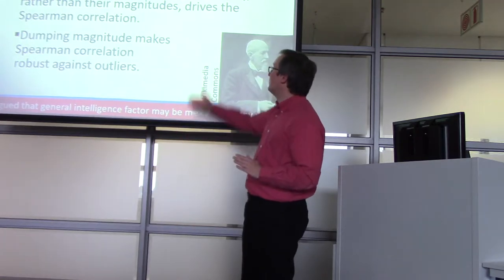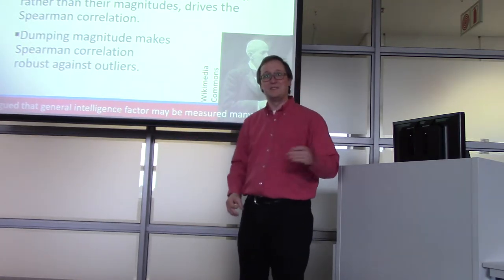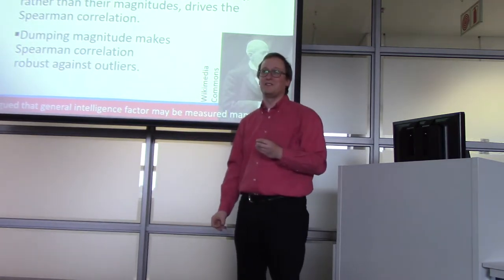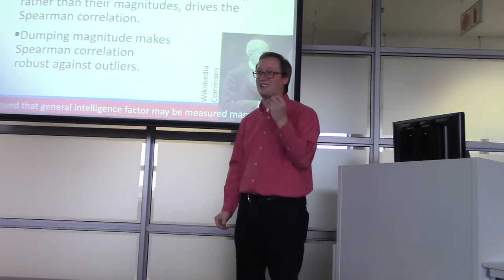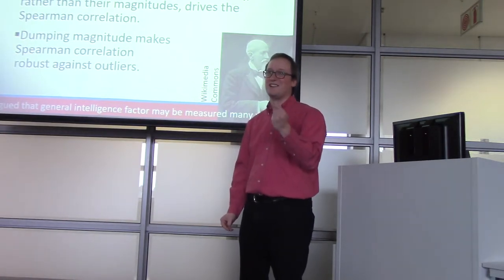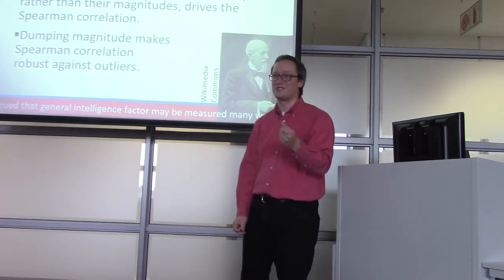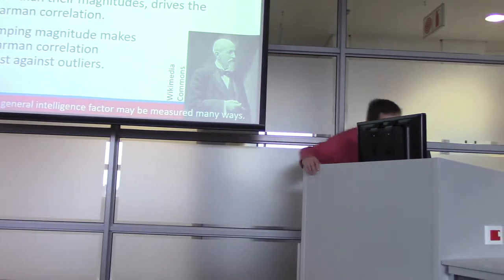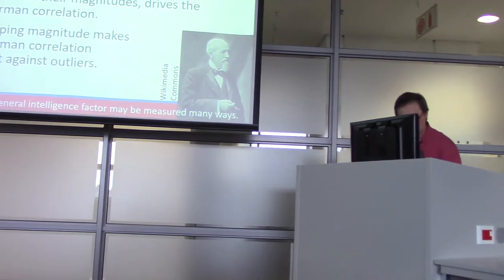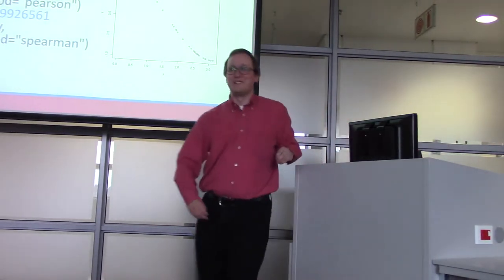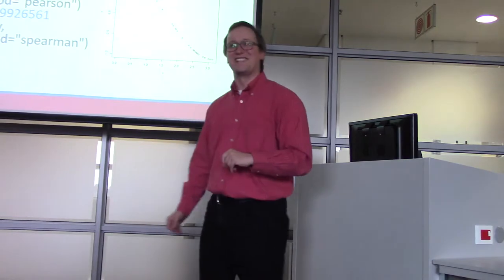So rank-based correlations and magnitude-based correlations come from some people with really strong ties to the world of eugenics, which led really strongly to some of the greatest mistakes of the 20th century. You thought you were going to learn some statistics today instead of being dragged through history.